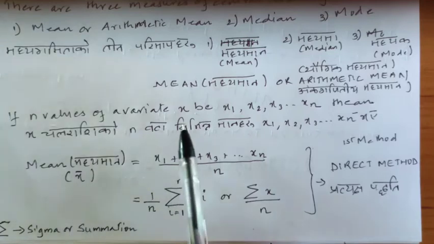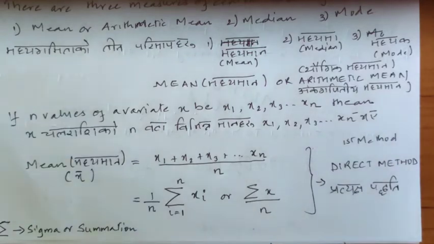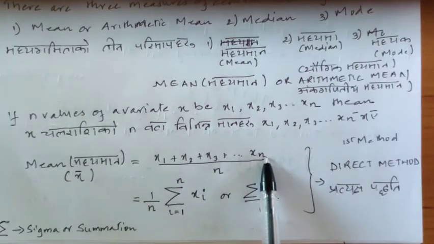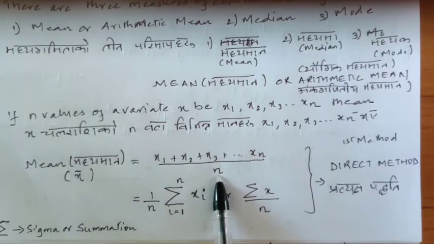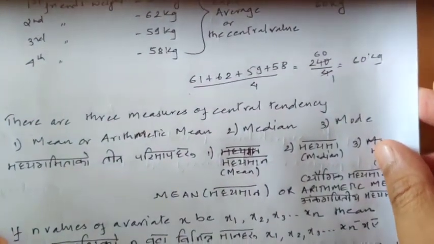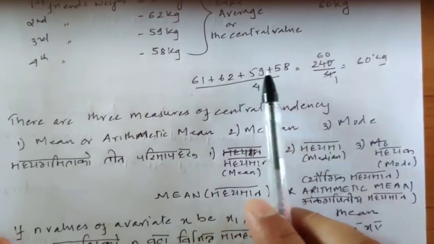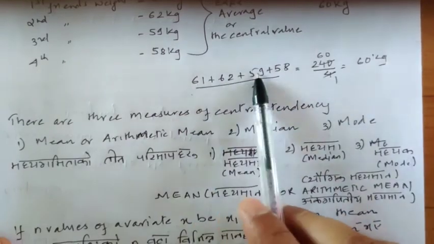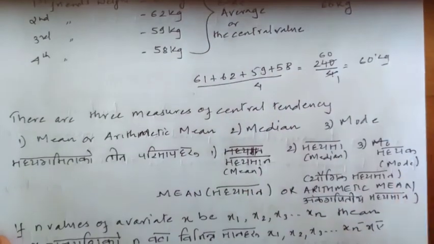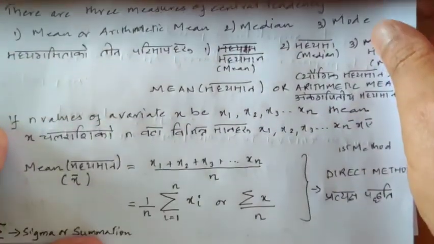So again, if x has values x1, x2, x3 till xn, and I have to find the mean or the central value, then my formula will be: you add x1 plus x2 plus x3 till the last number that's given to you, n is the last number, divided by how many numbers? Just like if you see here, a perfect example. These are the values: x1, x2, x3, x4. How many values? 1, 2, 3, 4. So divided by 4. In a similar way, this formula is derived.